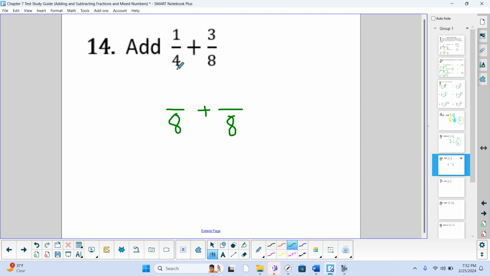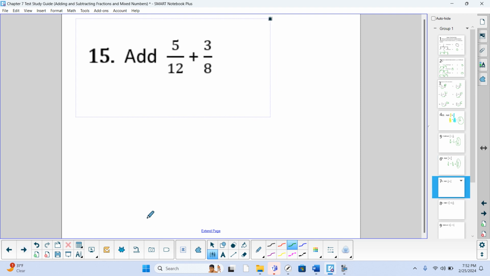I double it, times 2. So 1 times 2 is 2. So 1/4 and 2/8 mean the same thing. 3/8 is obviously going to be the same as 3/8. Add them together and we get 5/8 as our answer.